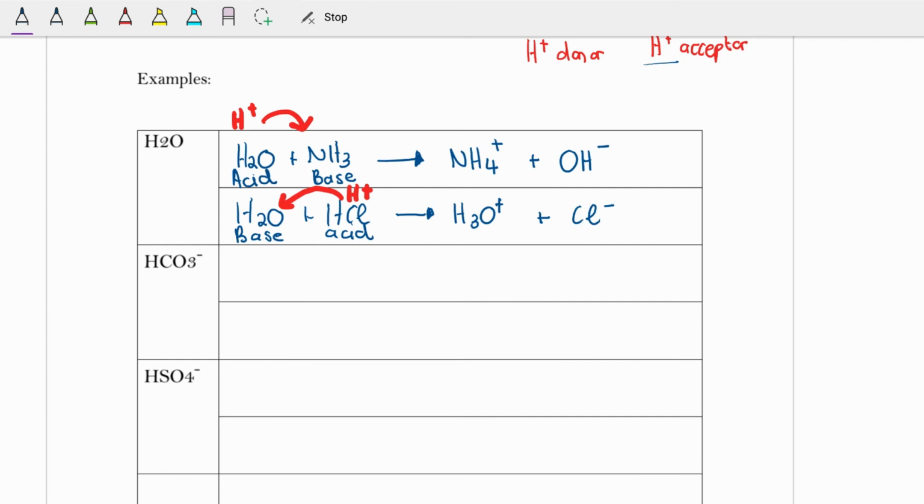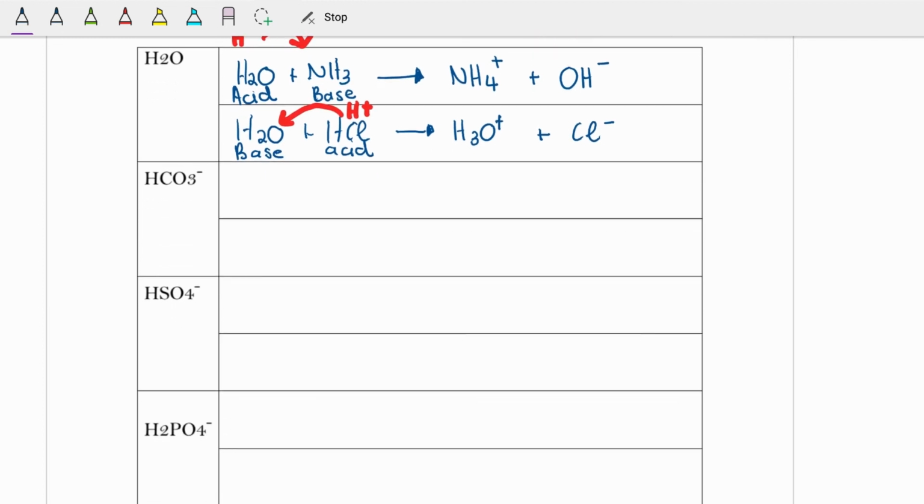Another example is hydrogen carbonate, HCO3 minus, which can now react with ammonia. I'm going to write down the examples. If you want to practice them on your own, just pause the video and try them on your own before I write down all the answers. This is also how you learn and practice by yourself. So hopefully you tried them.